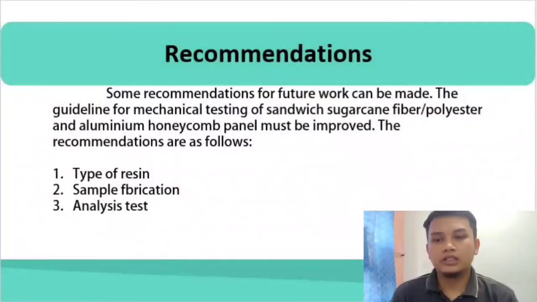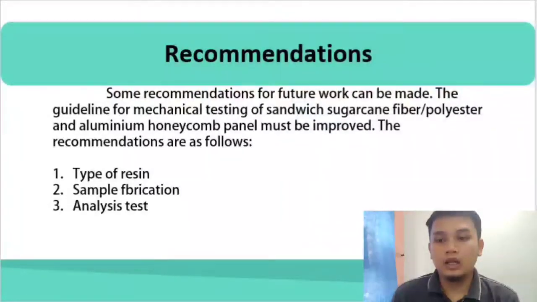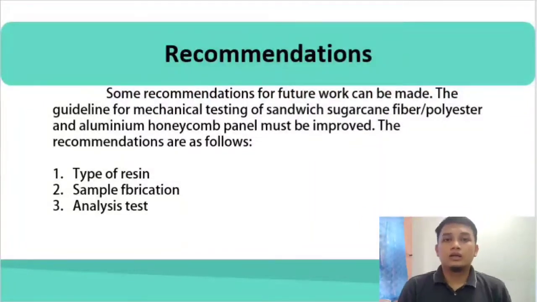Finally, some recommendations for future work can be made. The guideline for mechanical testing of sandwich sugarcane fiber and polyester with aluminium honeycomb panel must be improved. The recommendations are as follows. So the first recommendation is for the type of resin. In spite of the use of polyester resin, there are many types of resin that can be used, such as epoxy resin and also vinyl ester resin, that can be studied to achieve improved mechanical and physical properties.